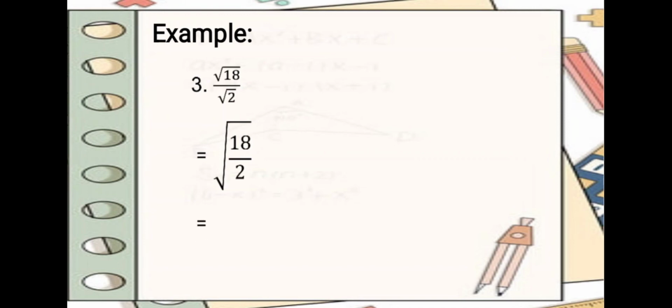Next, we simplify. 18 divided by 2, it is equal to 9. Next, what do you think is the square root of 9? Is 9 a perfect square? Yes, the answer is 3. Because when you multiply 3 by itself, the answer is 9. Therefore, ang square root ni 9 ay si 3.